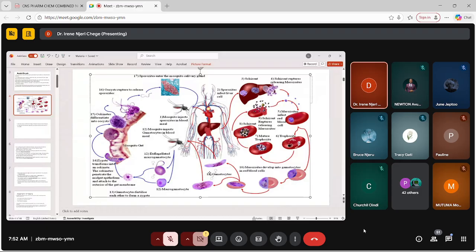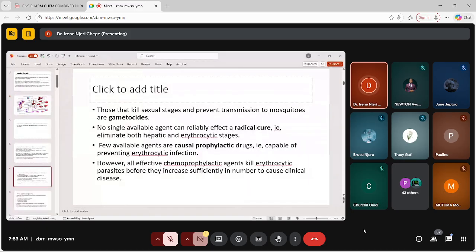I'll tell you there are some drugs called gametocides. I'll also tell you there are some drugs called blood schizonticides. I'll tell you that some are called tissue schizonticides, just referring to the stage of the life cycle of this protozoa. Now, no single available agent can reliably effect a radical cure. A radical cure is when you can eliminate both the liver stage and the blood stage. So no single agent can do this.